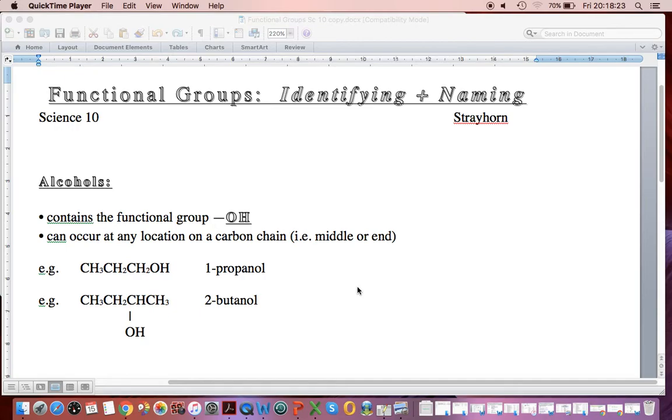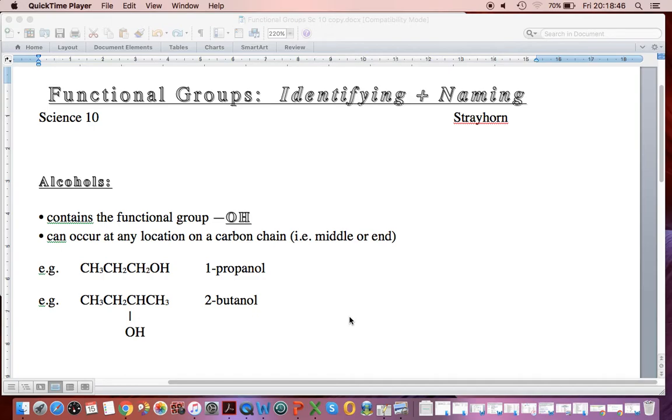Organic acids go COOH. Now, for the alcohol, some of you are going to look at this and say, OH, hey, isn't that a base? Well, it's a base if OH is bonded to a metal. But in this case, the OH is going to be bonded to a carbon atom. So when OH is bonded to a carbon, it's an alcohol.